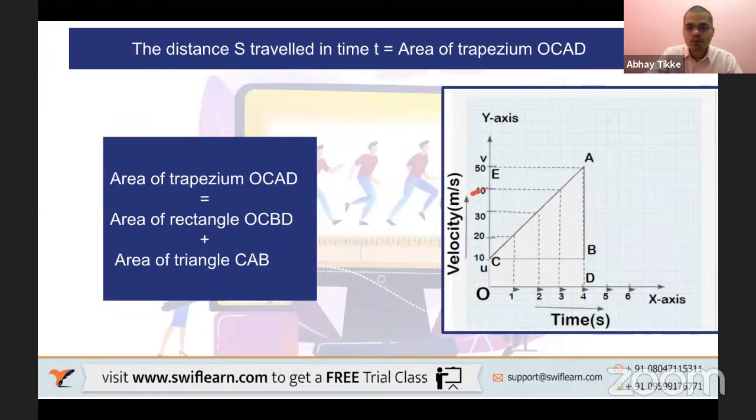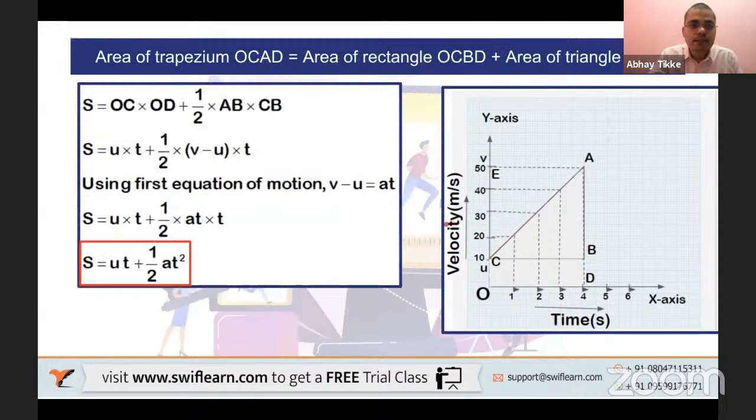So how will we find the area of the trapezium? See, the area of the rectangle, which rectangle will it be? OCBD. What is its area? Length into breadth. And the area of the triangle CAB is half into base into height. You know this, right? So if you write the areas, that is your distance traveled. S is equal to the area, OC into OD, the area of the rectangle. How much is OC? It is U. How much is OD? It is T. Understood?